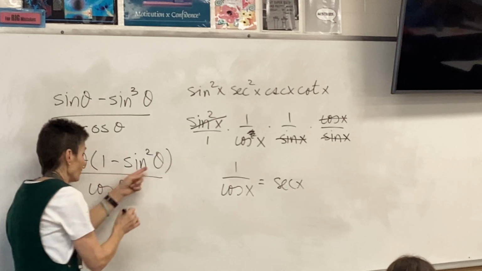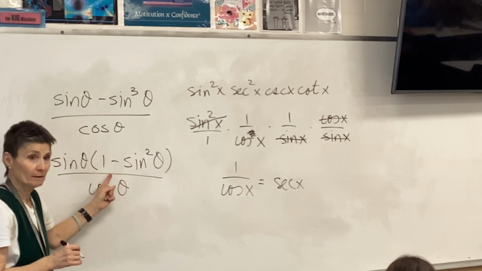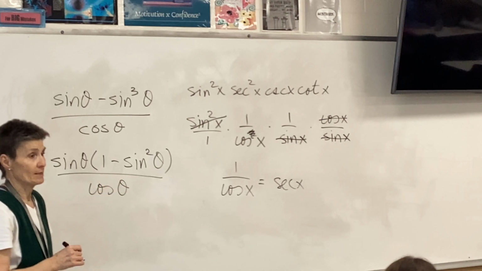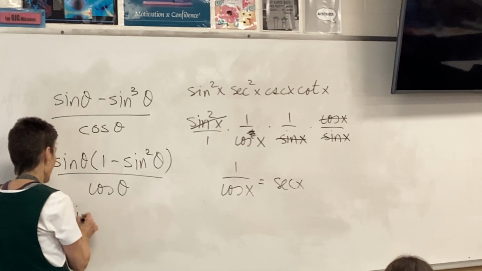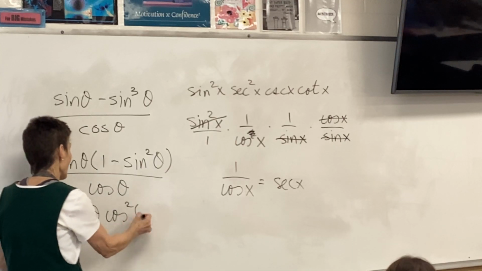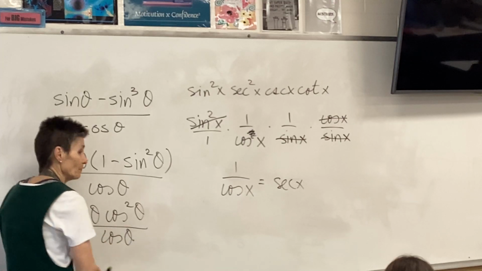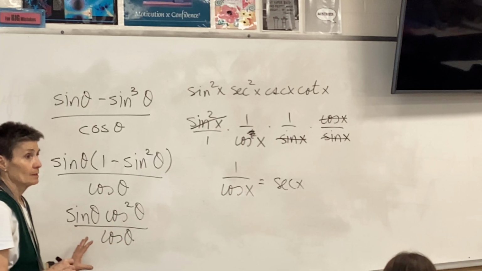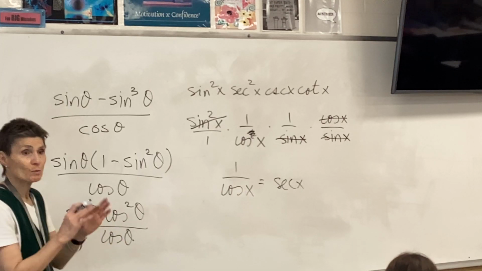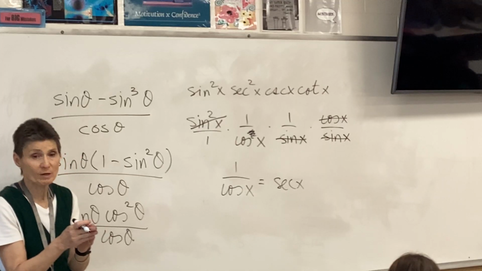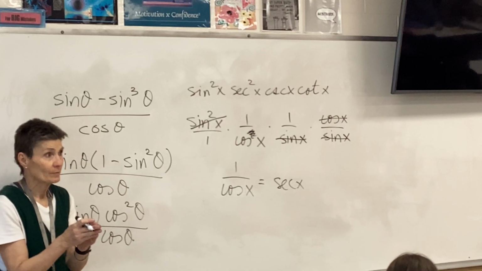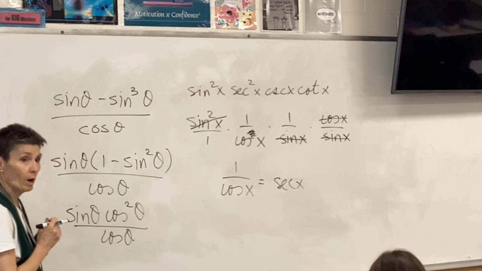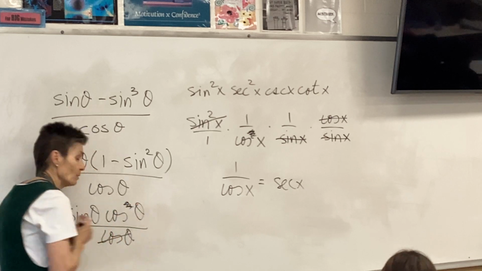That right there, we've talked about that a lot. What's 1 minus sine squared? Cosine squared. So now we have sine, cosine squared over cosine. Now it's all times, so you're allowed to cancel. The only time you can't just outright cancel is when you have pluses and minuses, right? I don't have any of that, so I can just cancel. So what's going to cancel? 1 of the cosines.